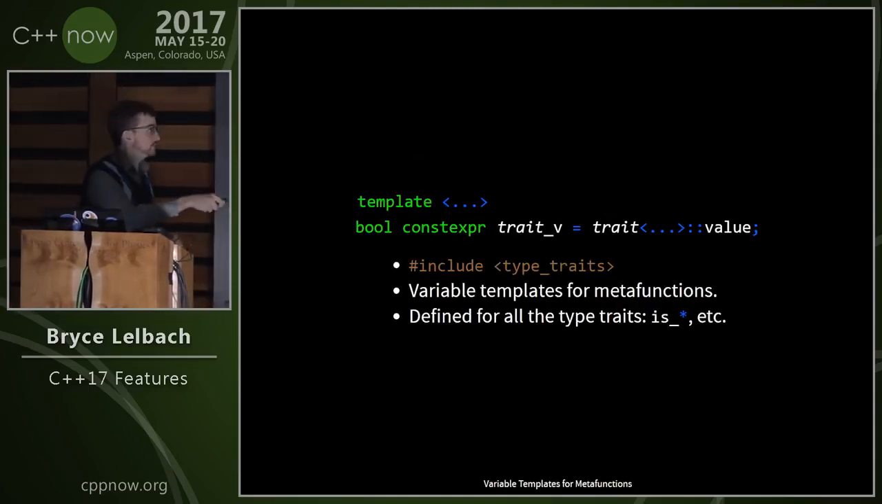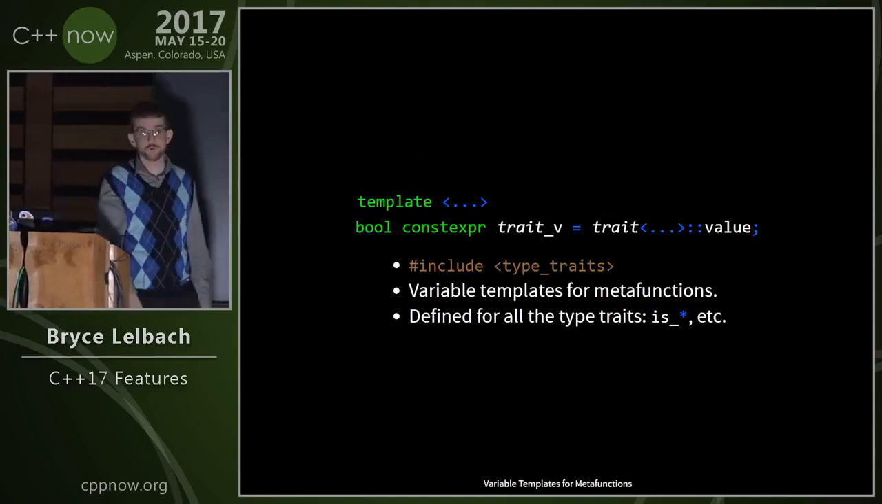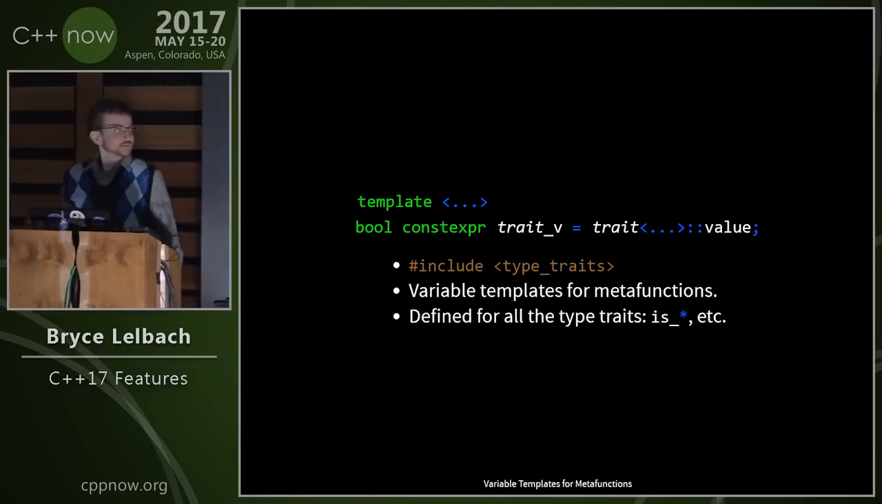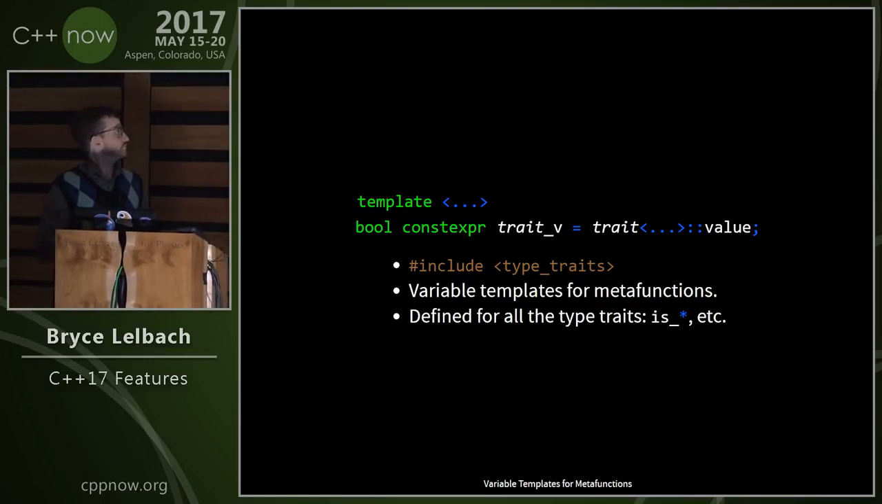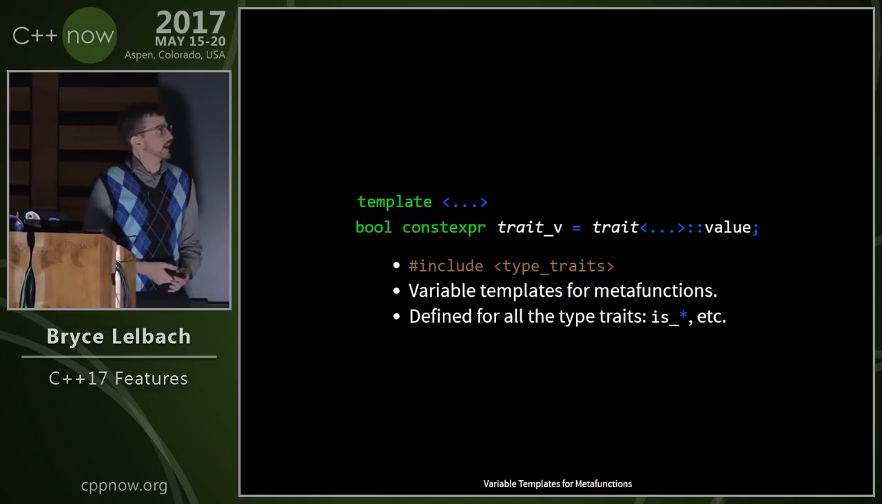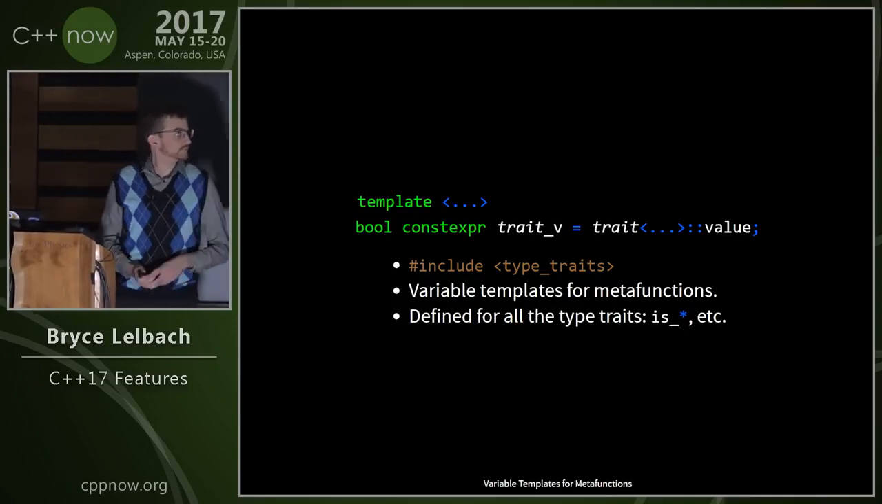So this is what they look like, just for people who have traits of their own and want to write them yourselves. Although I guess maybe you stick an inline before there. I'm not certain whether that would need to be, whether that's implicit or not. Yeah, I think you need to put an inline in front of there. And they're all mostly in type_traits.